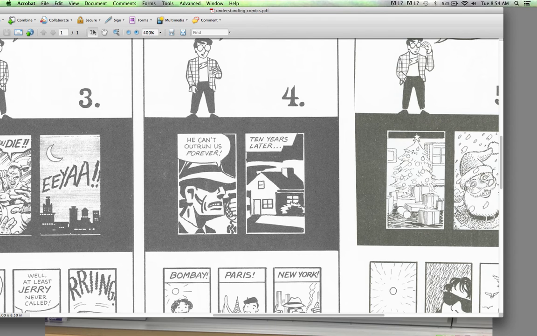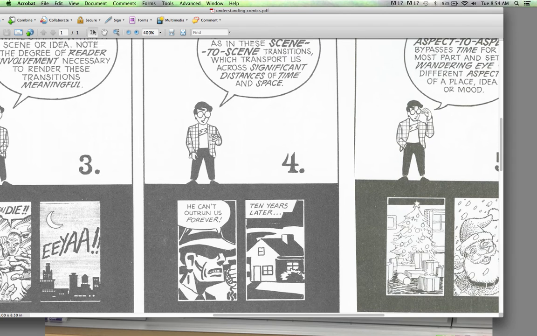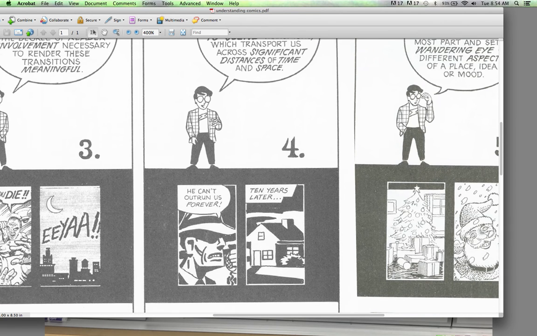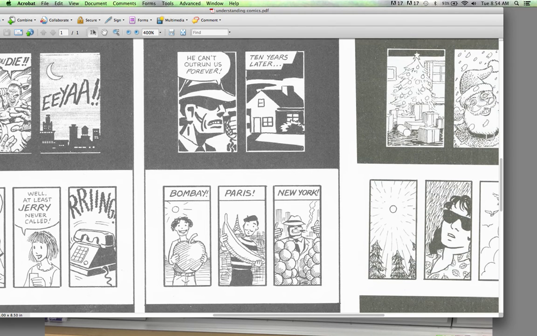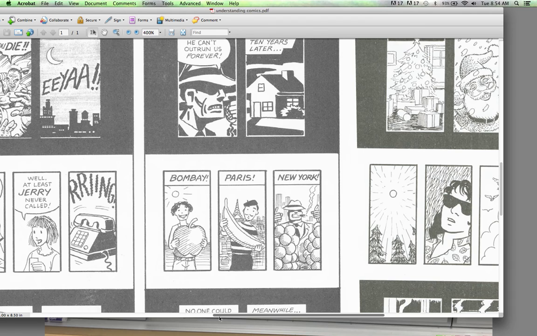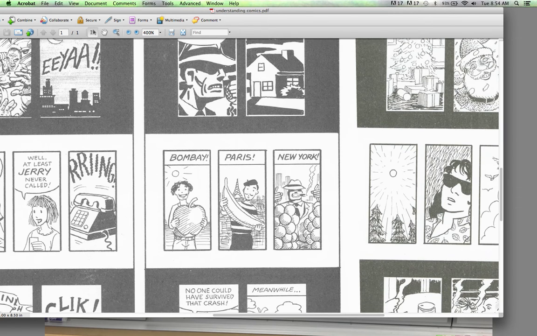What's the suggestion? Well, maybe he was right. The guy couldn't outrun him forever. 10 years later, they're about to find him, and that's where he's at. Okay? So again, we're dealing with scene to scene distances across time and space. In this case, for number 2, it's distances across space. So this is much more simple than the first one. Here's Bombay, India, Paris, New York. So we see a similarity within this largely informational series of panels, different places in the world.